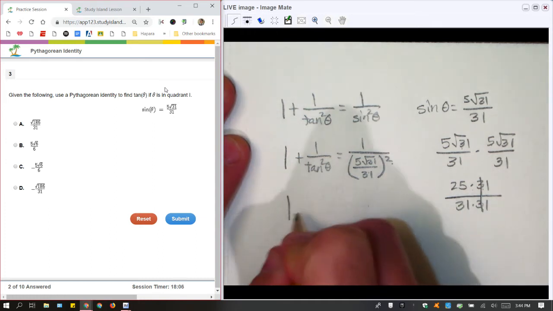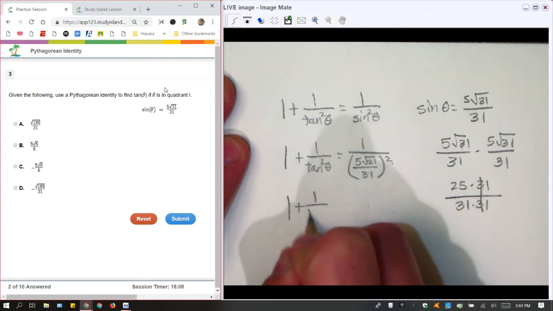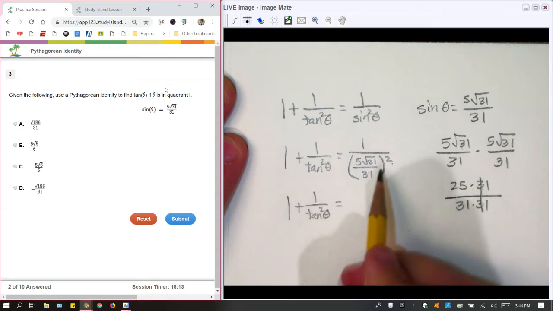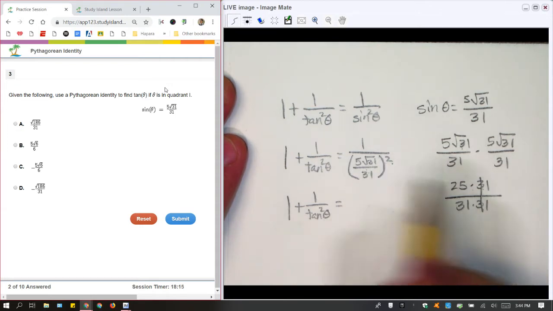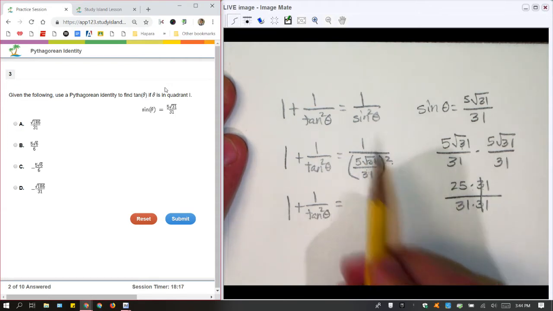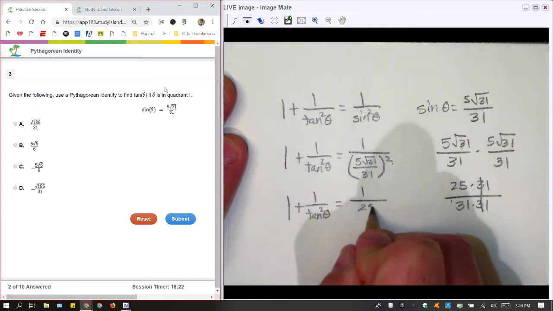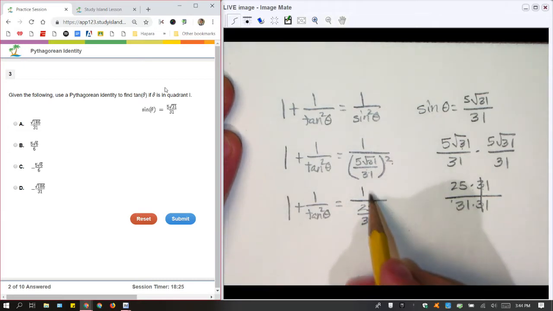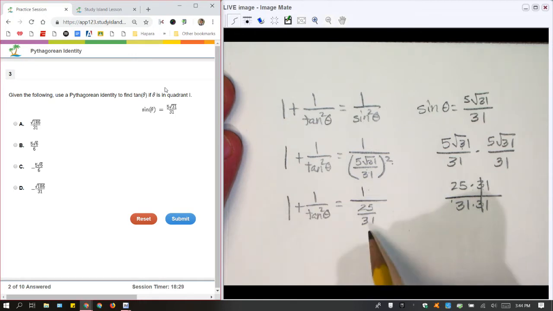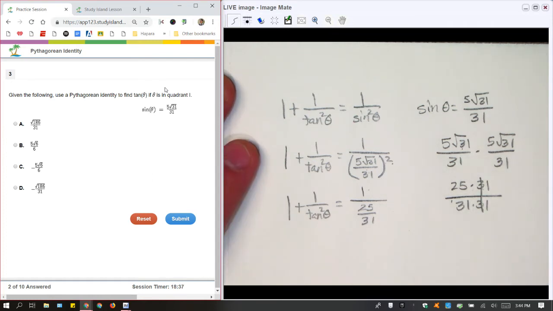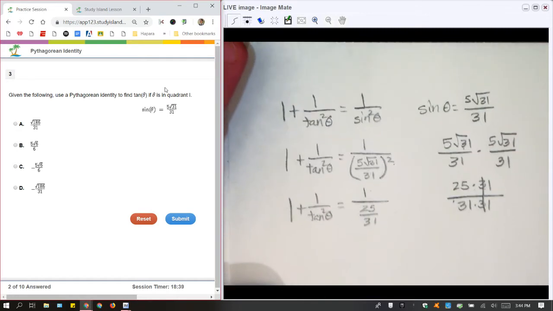So here we go. 1 plus 1 over tangent of theta squared equals, and I'm also going to take another shortcut right here. If this squared is 25 over 31, and we're doing 1 divided by that, okay, so I'll just write it out so you're not confused. Just as before, if we're dividing by a fraction, we are multiplying by the reciprocal, so we are doing 1 times 31 25ths. Again, we're dividing by 25 31sts, so we're going to multiply by 31 25ths. 1 times 31 25ths is just 31 25ths.